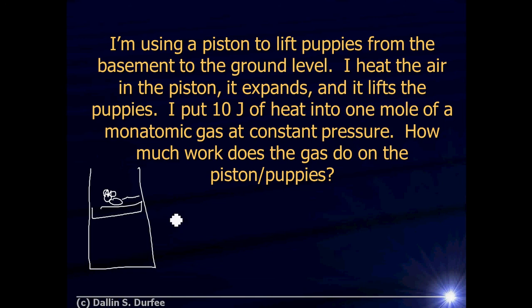All right, well, this is a constant pressure process. The piston and the puppies are always pulling down with the force of gravity, right? It's constant pressure. That means that Q is equal to NCP delta T. So I can easily find the change in temperature, but I want to know how much work is done. Well, okay. First law of thermodynamics. Change in internal energy is Q plus work.